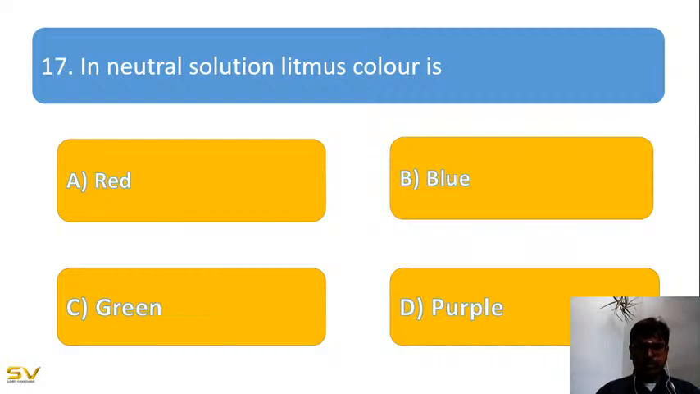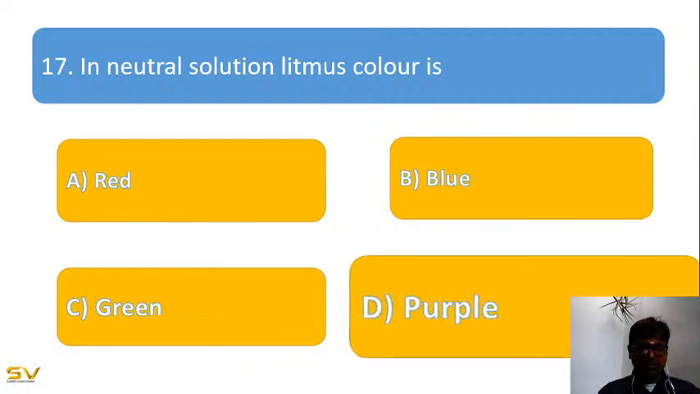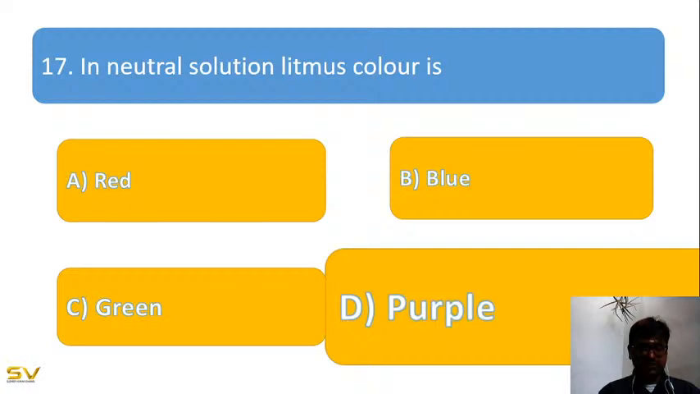So now I'm revealing the answer. It's option D, purple. So purple is the correct answer. Because in neutral solution, it will be purple. So universal indicator is showing the green color, and pH paper at 7, it will be in green color. So this, it will be purple only.